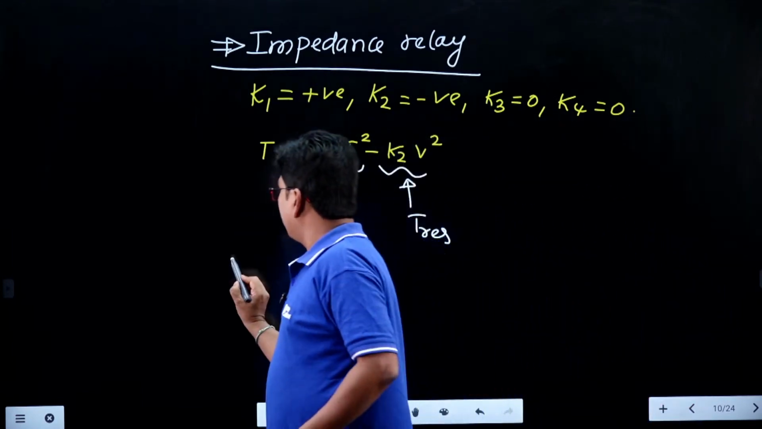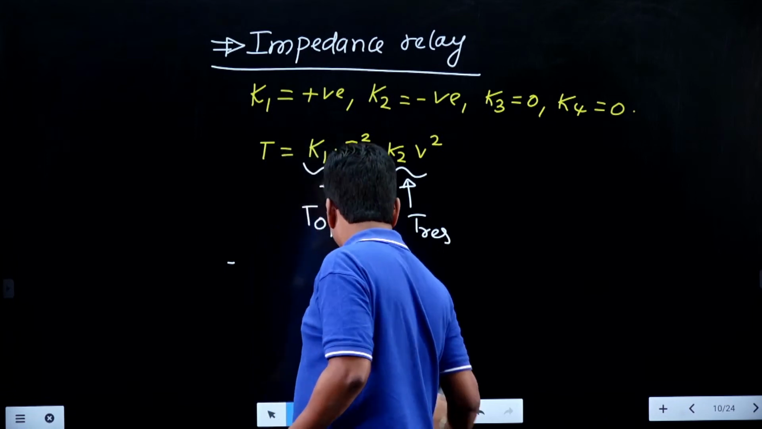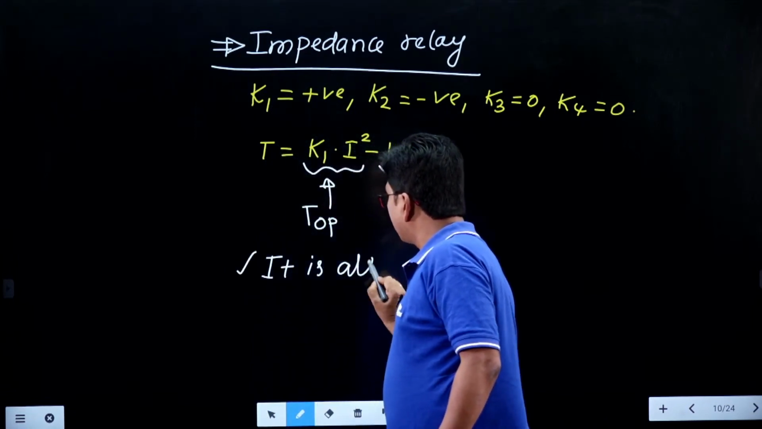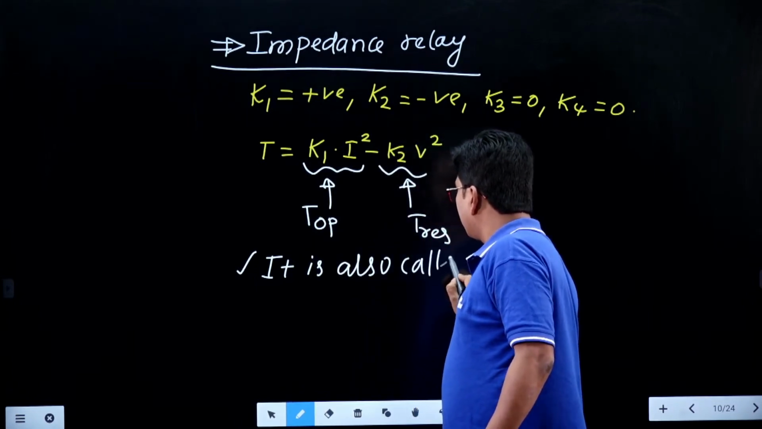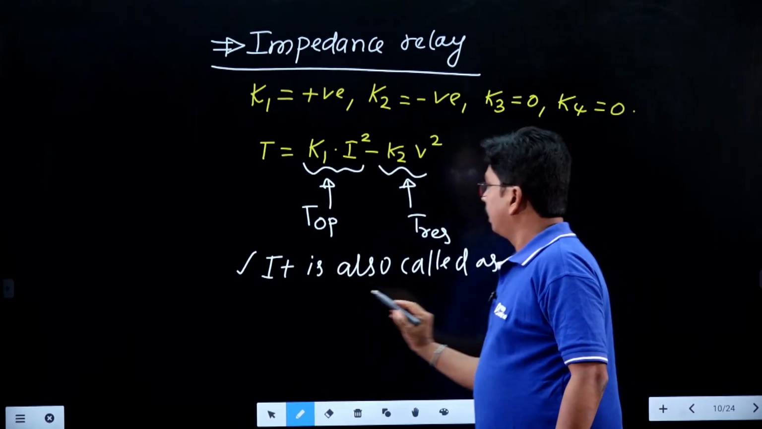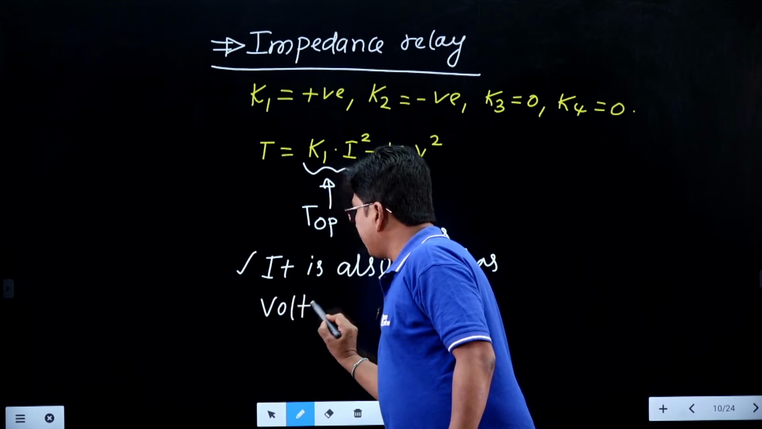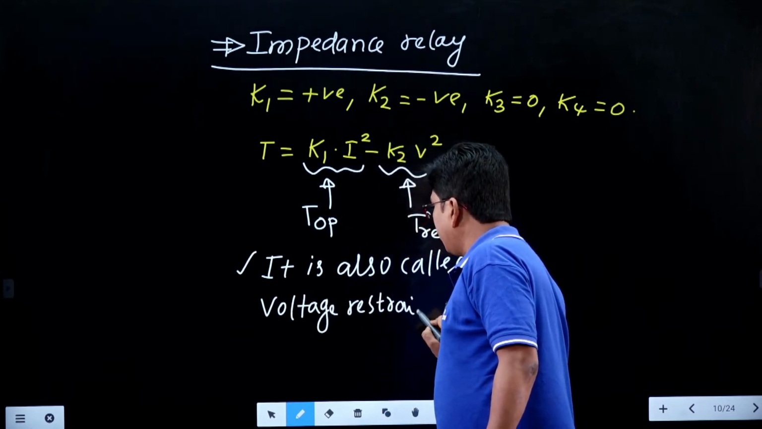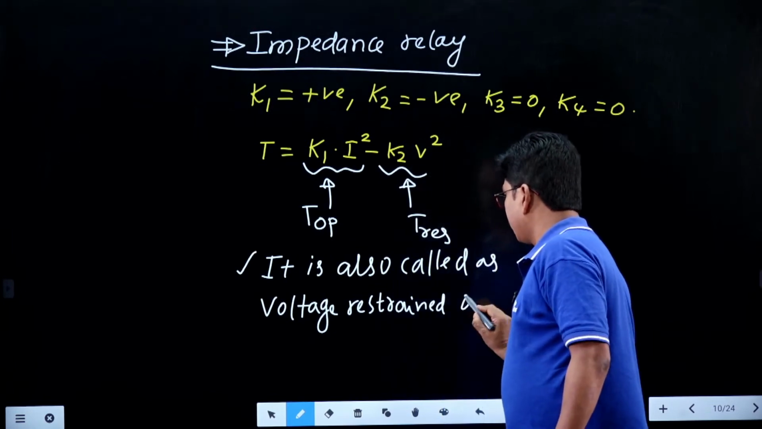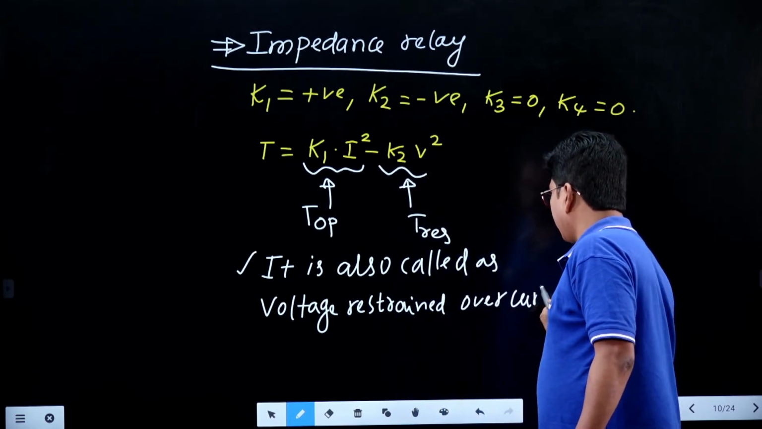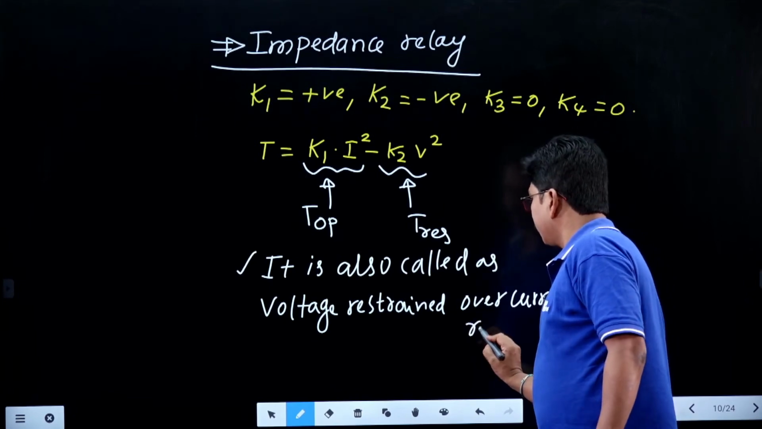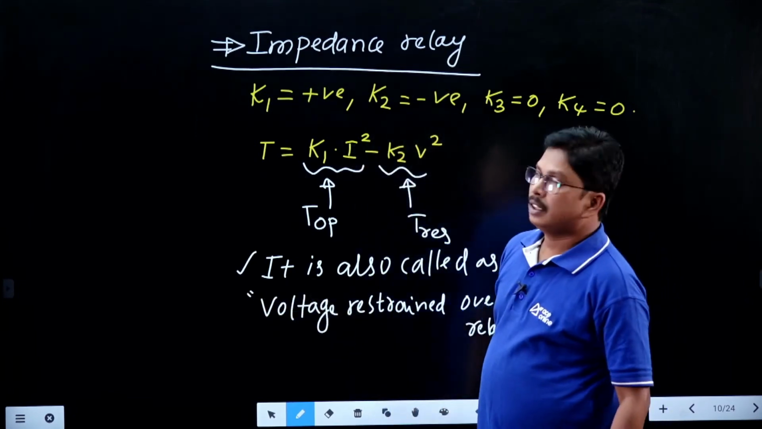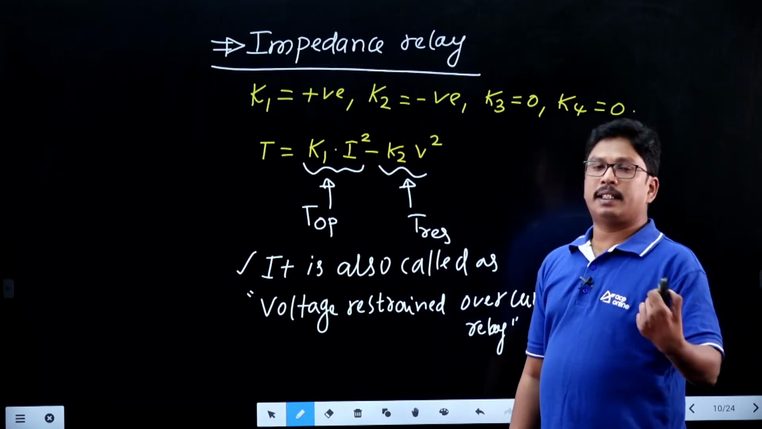Right? Therefore, this relay is also called a voltage restrained overcurrent relay. Right. So as the name suggests, it is the distance relay.